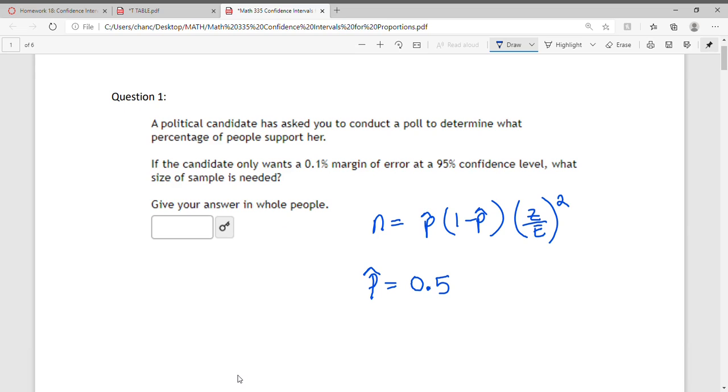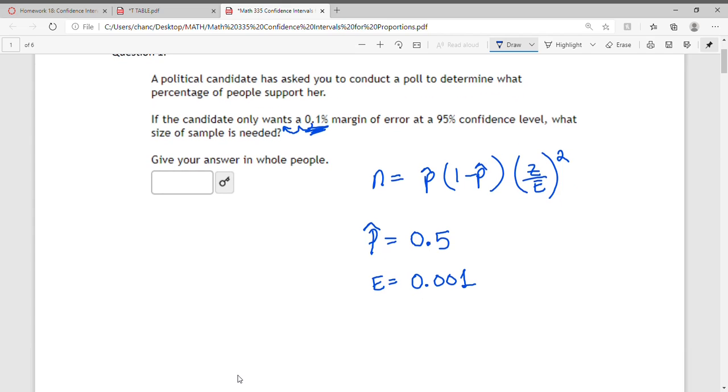Now to find E, that's our margin of error, it's 0.1%. So let's convert that to a decimal. We move the decimal place 2 times to the left. That's going to be 0.001 for the margin of error.